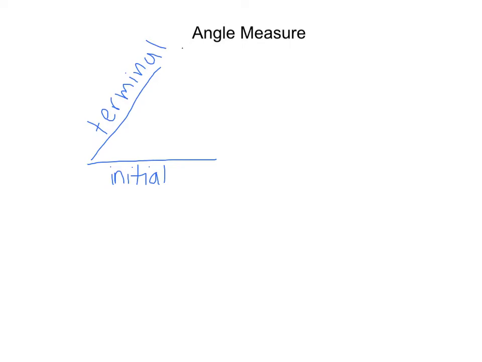So whenever you measure, you always start at the initial side, your arrow goes to your terminal side. So this would be like a 45-degree angle from my initial to my terminal side.